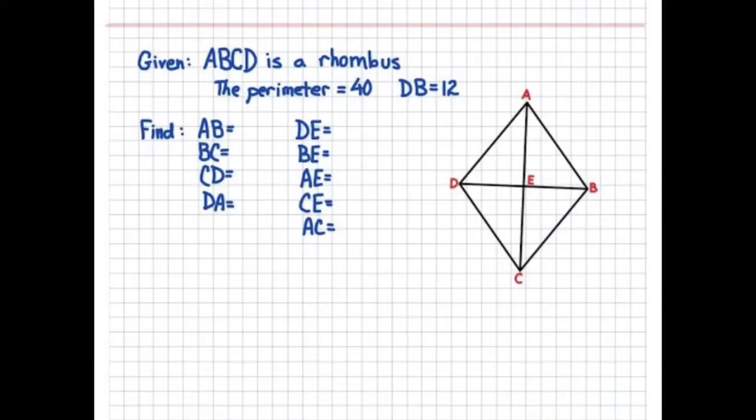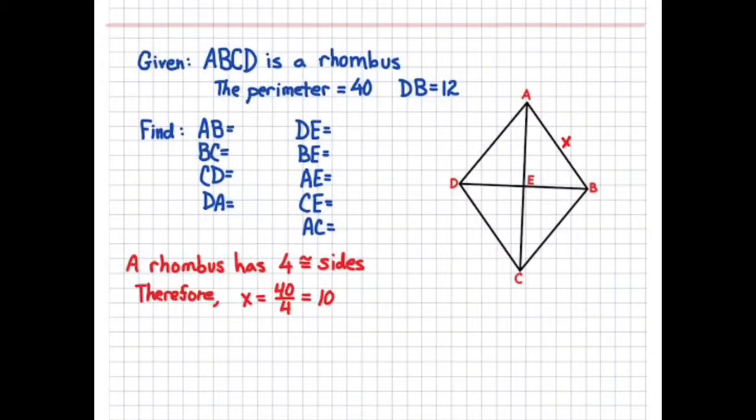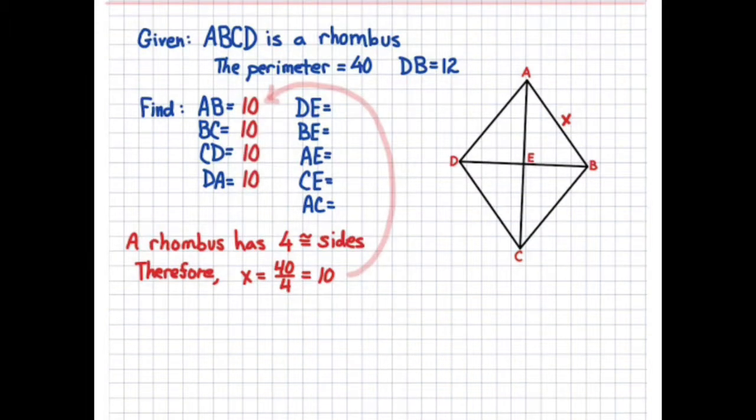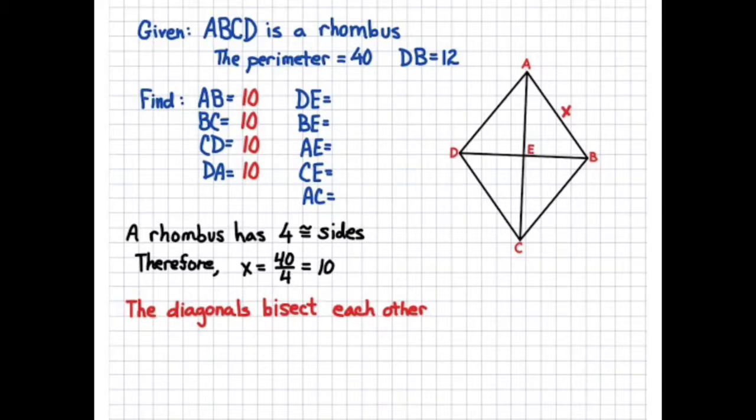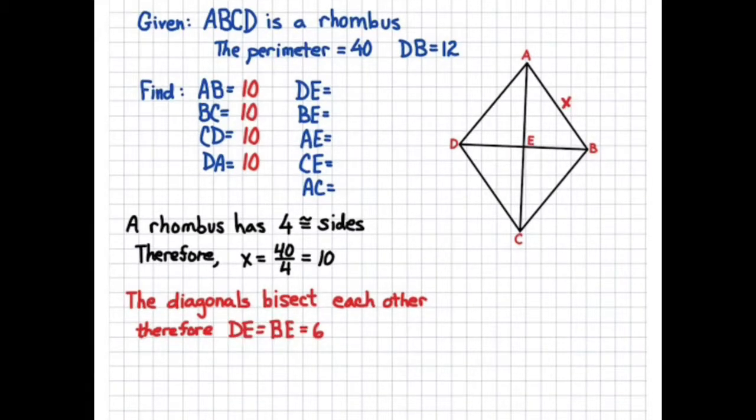When the perimeter of a rhombus is equal to 40, we can divide that by 4, and we find each side is equal to 10. If a diagonal is equal to 12, we can divide that by 2, and we find each of the two segments, in this case DE and BE, are each equal to 6.